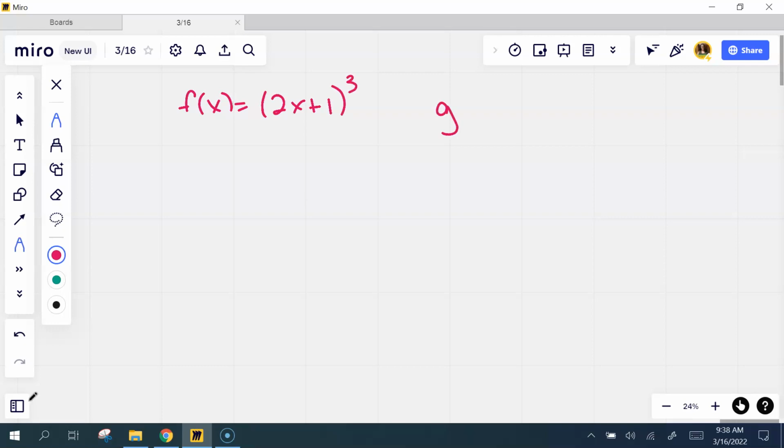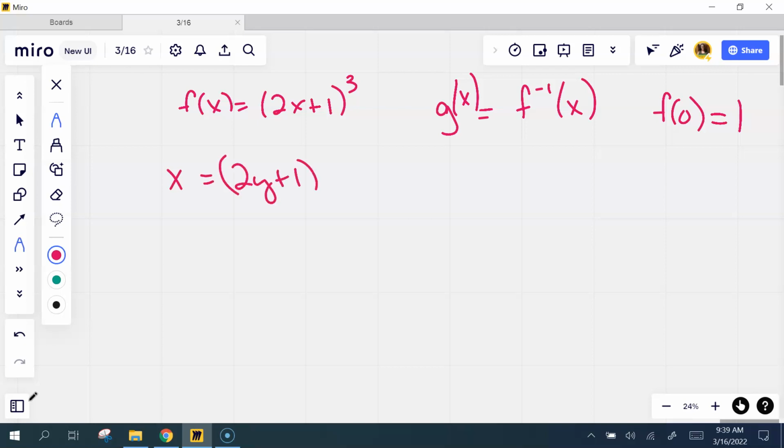G is the inverse of f. Given that f of 0 equals 1, what's the value? I didn't even use that f of 0 equals 1. I found it easier to go through and first find g of x. Well, how do you find an inverse? You switch x and y, and you solve for y.